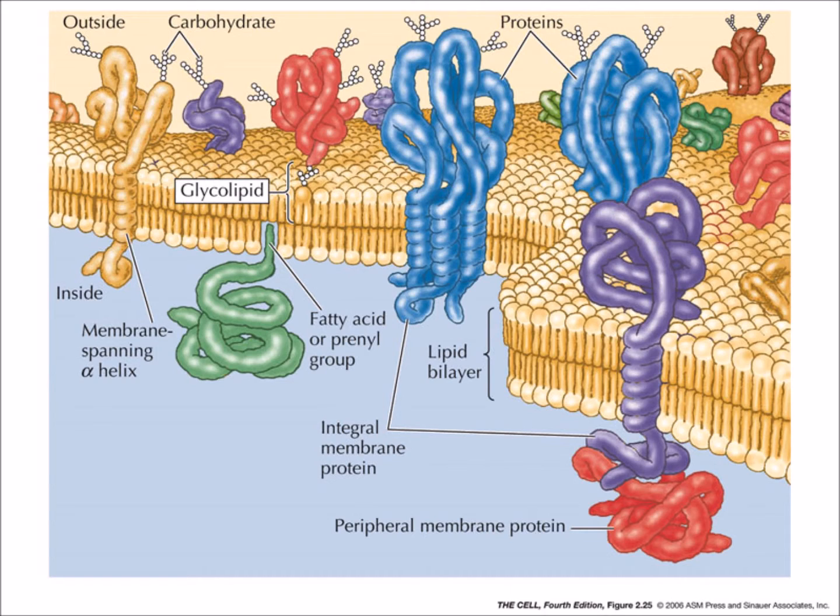There are two types of membrane proteins. There are integral membrane proteins, which are permanently attached to the membrane and span across the membrane at least once. There are also peripheral membrane proteins that are temporary and attached to the bilayer or an integral protein.